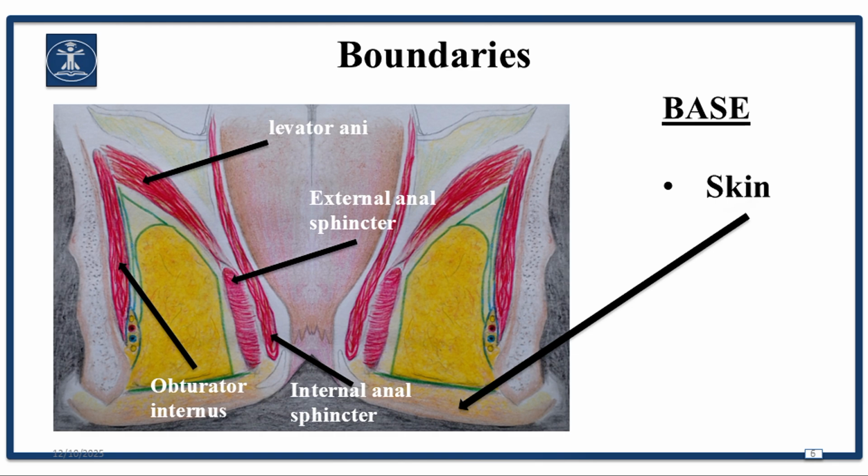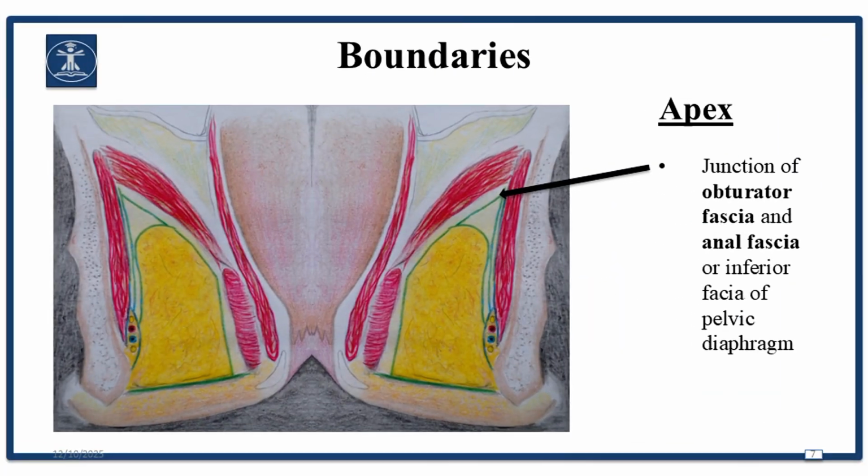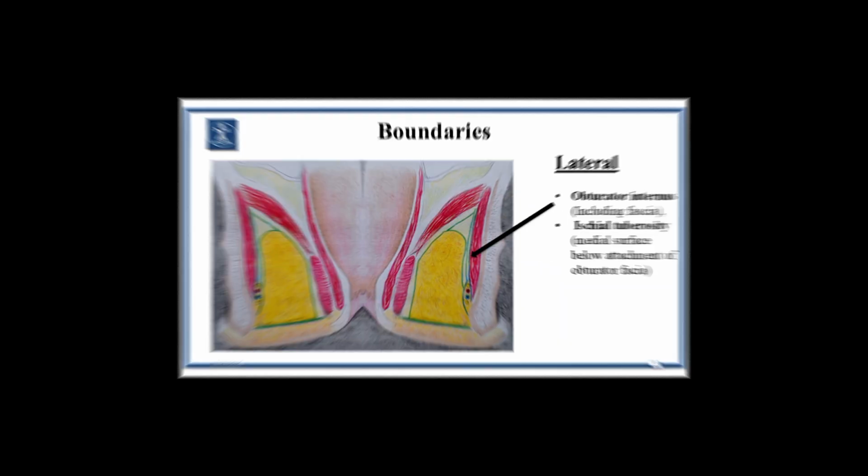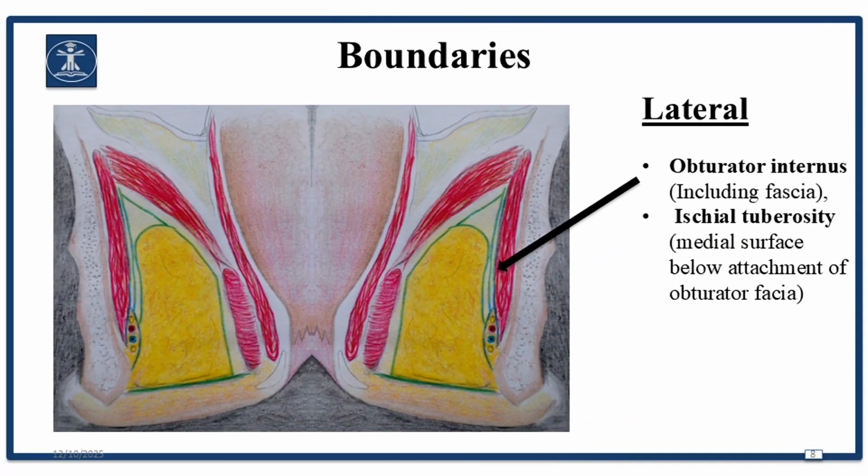Number one is the base boundary, which is formed below by the skin. The second is the apex, and the apex is formed by the junction of the obturator fascia and the anal fascia, which is also known as the inferior fascia of the pelvic diaphragm. The next is the lateral boundary, which is formed by the obturator internus, including the fascia, and at the same time the ischial tuberosity.